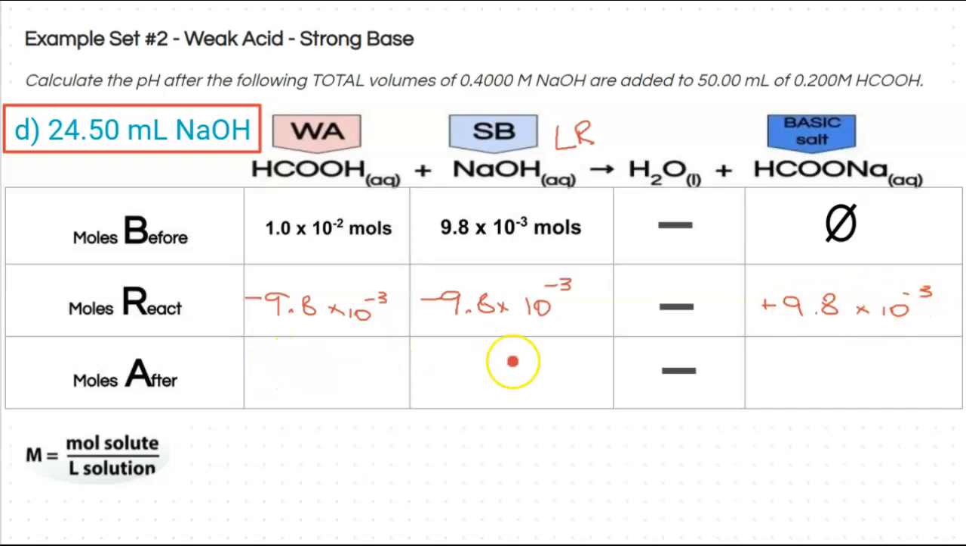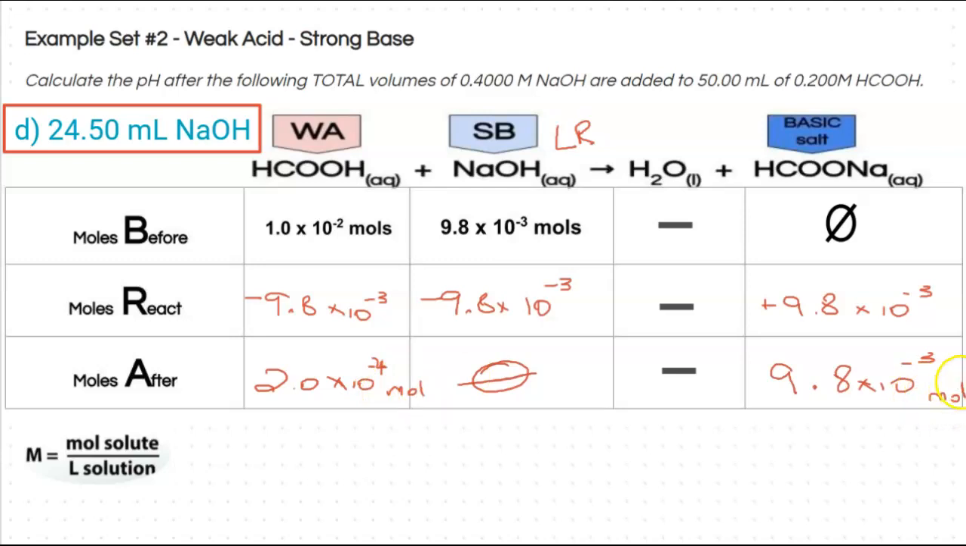So when the reaction is over, the base is completely gone. I have formed 9.8 times 10 to the negative third moles of the conjugate base, and I only have 2.0 times 10 to the negative fourth moles of my weak acid leftover, which isn't really very many, right? We've really used up almost all of it.